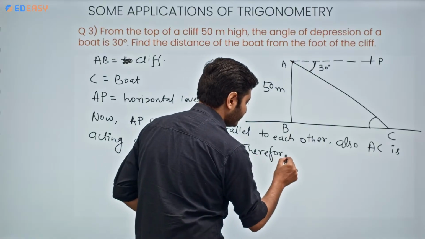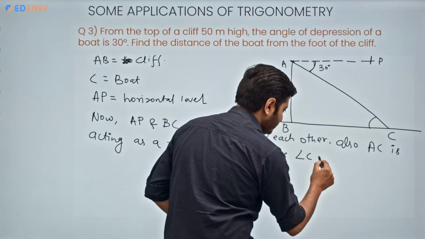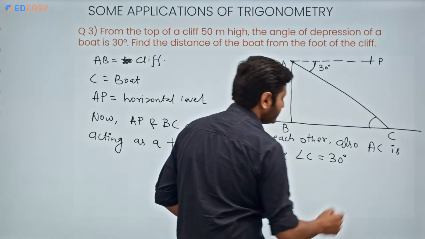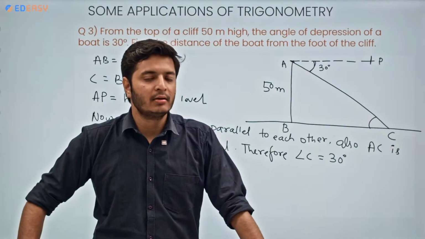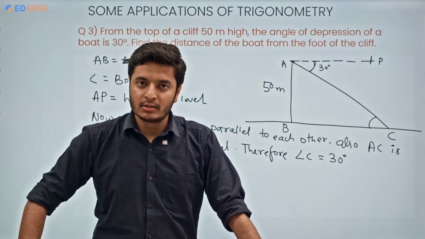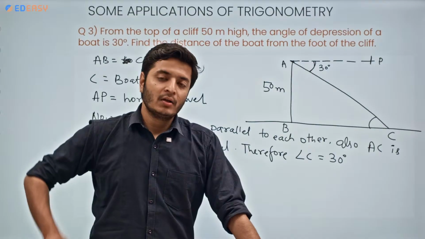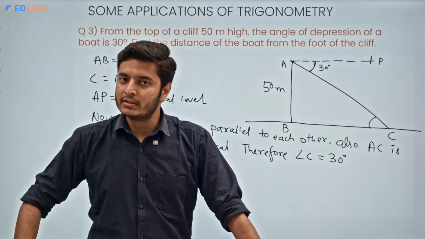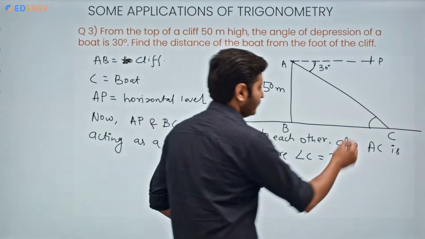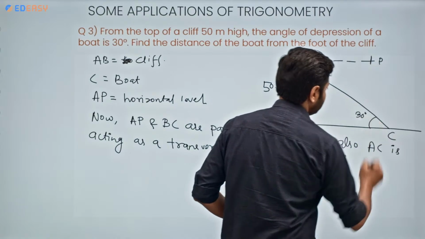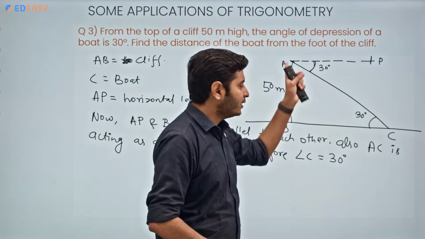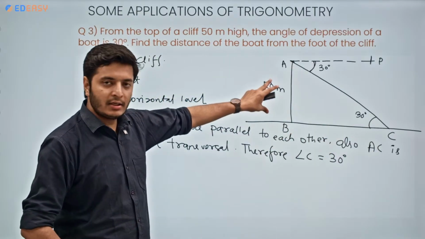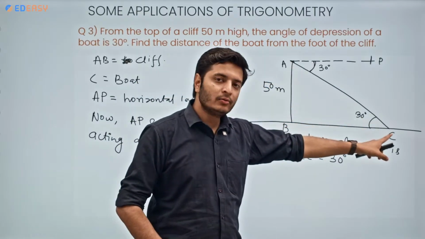therefore, angle C is equal to 30 degrees because these two angles are alternate interior angles. In case of two parallel lines and a transversal, alternate interior angles are always equal to each other. Then you will write 30 degrees here. Now we are sorted. I can see one triangle ABC. One thing I know, the angle.